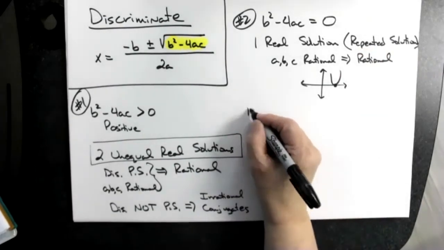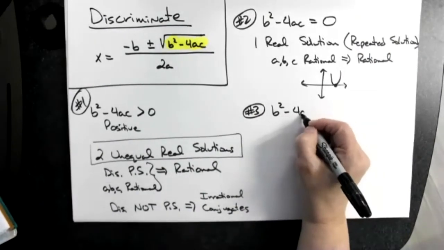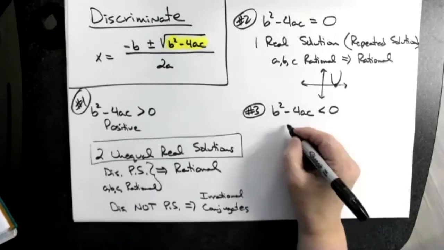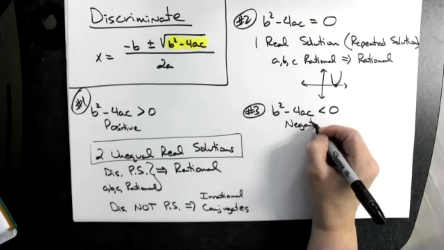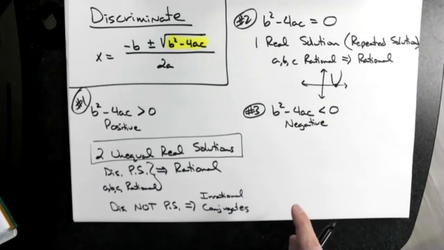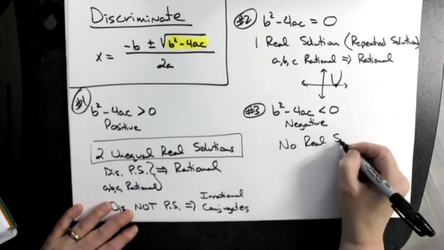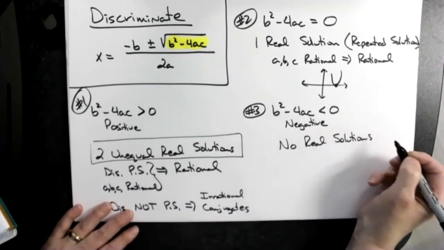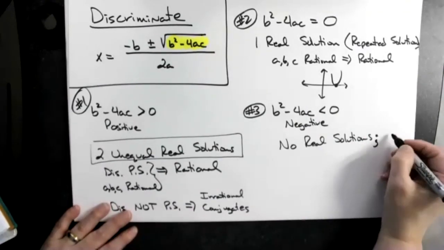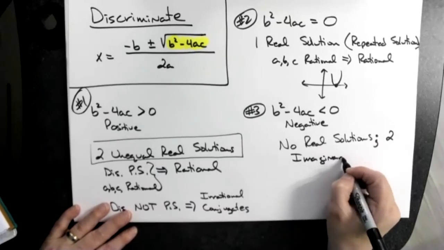Third case scenario, your b squared minus 4ac is going to be less than 0, or in other words, it's going to be negative. So when I get a negative, that would be under the radical, right? A negative under the radical, which means I'm going to have those imaginary things. So I have no real solutions, but instead I have two imaginary solutions.